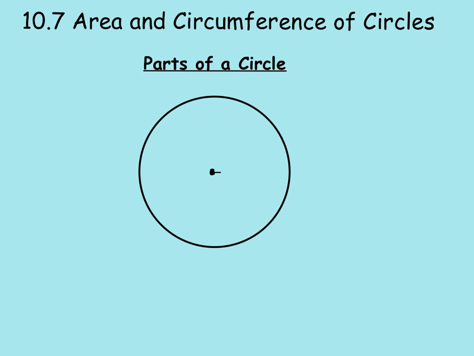We have the distance from the center of the circle to the outer edge of the circle, and that is called the radius. We also have the distance from one edge of the circle all the way across through the center of the circle, and that is called the diameter.